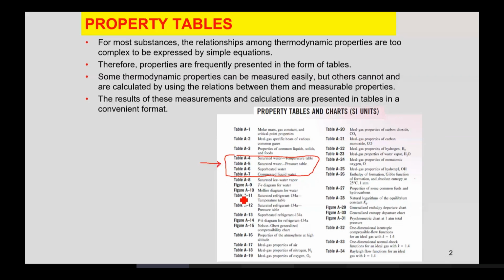And once you understand the working of these tables, you should be able to utilize the tables A11 to A13, which are the tables that deal with refrigerant R134A. Other than that, the table which is very frequently used is the ideal gas properties of air table, and the tables A2, A2B and A2C, when you have to calculate the Cps and Cvs with regard to temperature. So these are the important tables.